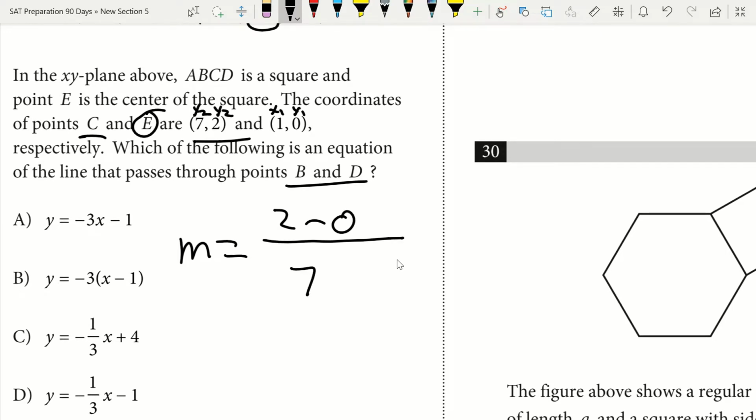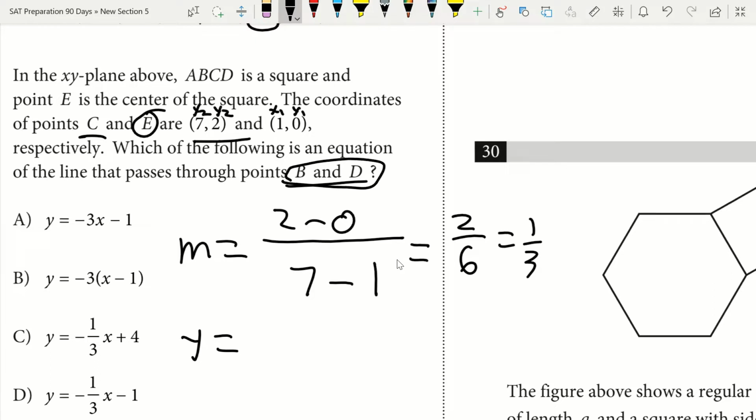Now we take x2, which is 7, subtract x1, which is 1, and we're left with 2 over 6, which is equal to 1 over 3. So I know my slope from my C to E is going to be 1/3, which means that the slope of my B to D line, my perpendicular line, is going to be the opposite reciprocal.